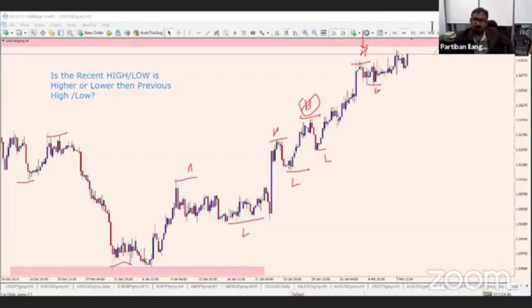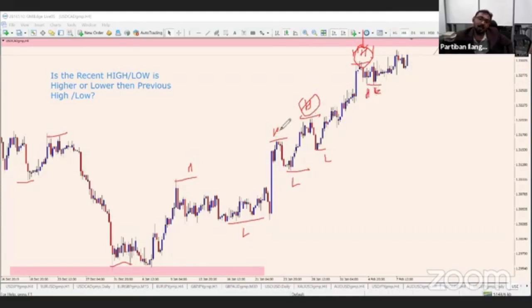Okay. I'm going to ask these questions to myself. This is the recent high. Is the high lower or higher than the previous high? Higher. So I put the word higher in front. And ask the next question. Is the current recent low higher than the previous low? Yes, higher. Then you go to the next high.